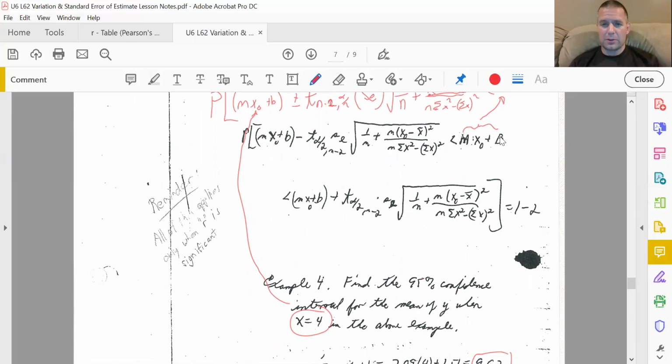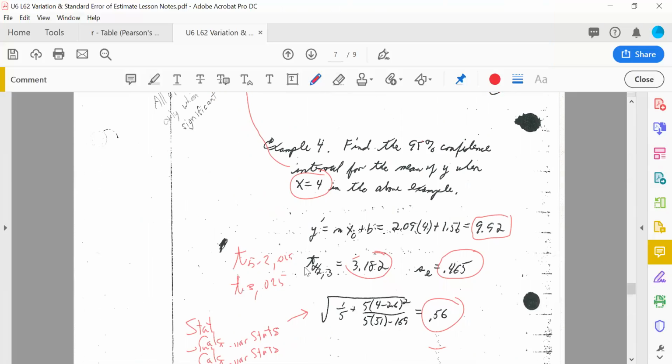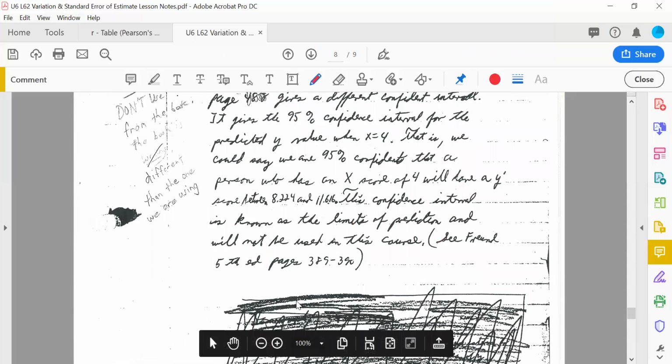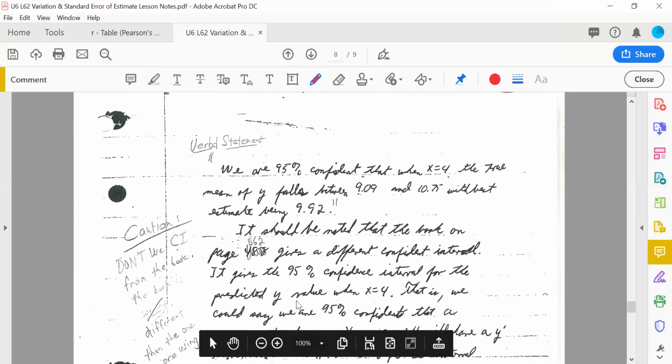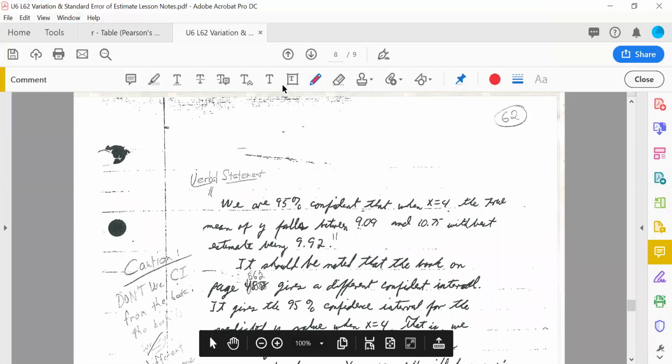All right, so that's it. What's the rest of this lecture, just in case you're curious? It's just talking about how the book differs from one of the confidence intervals. There are many confidence intervals. Use this one that I'm giving you.